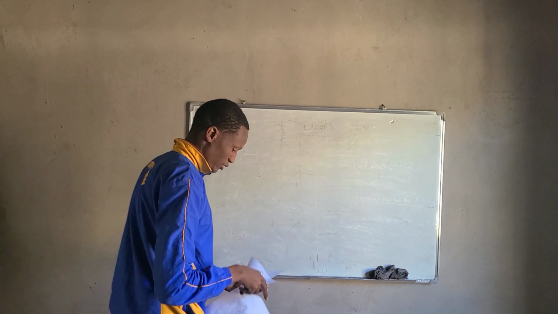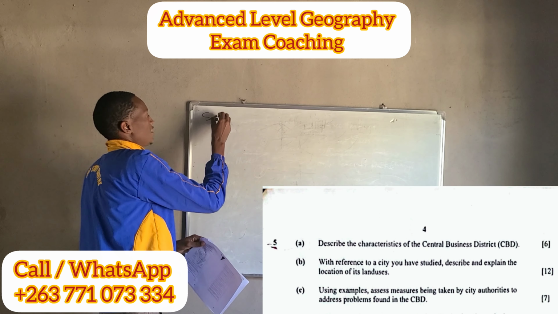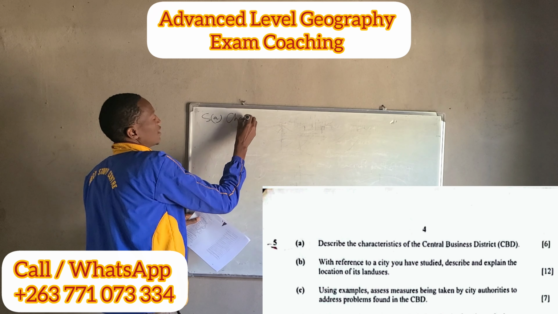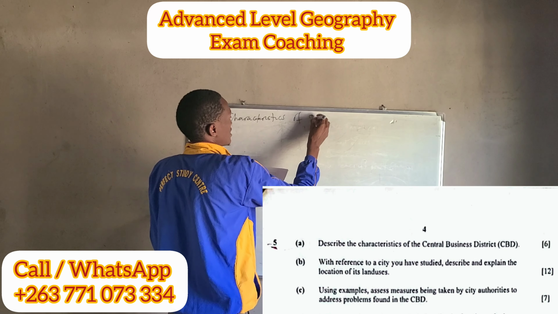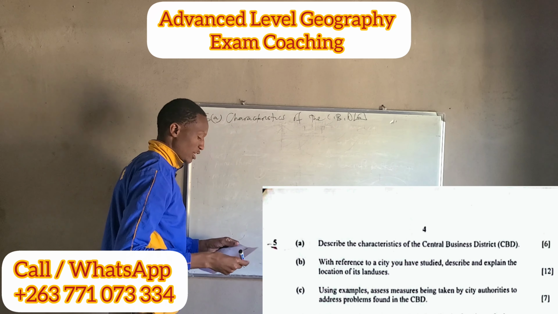Question number 5, write. 5A. Our question reads: describe the characteristics of the C.B.D. 6 marks, our advanced level geography question.